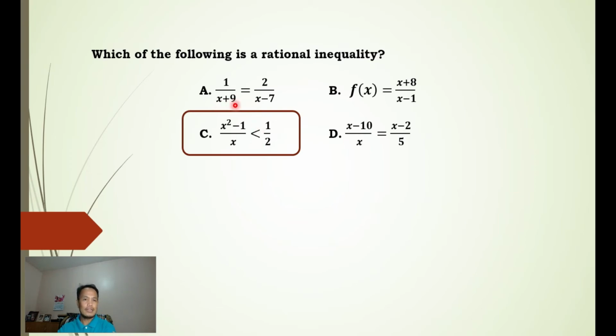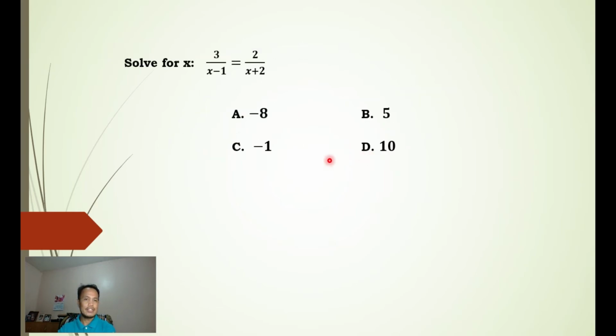So, again, letter A is a rational equation. Letter B is a rational function because of the f of x or the y. And letter D is a rational equation. Okay, let's proceed to another example.